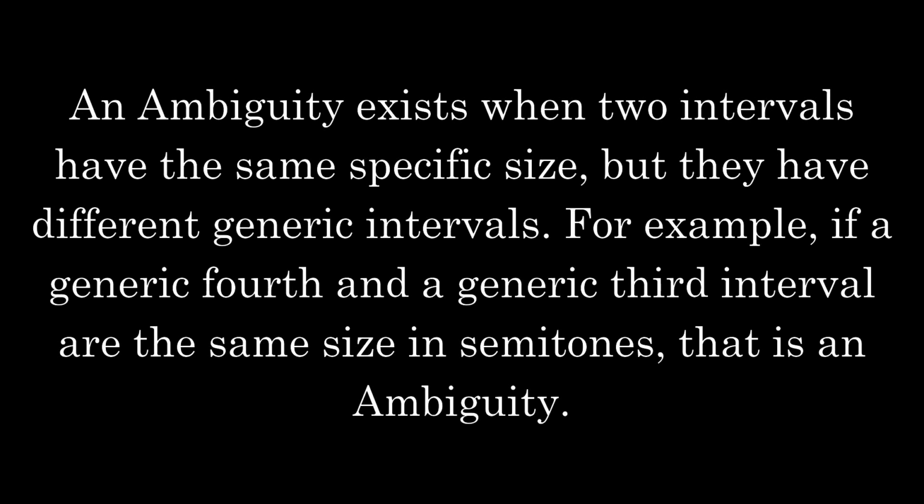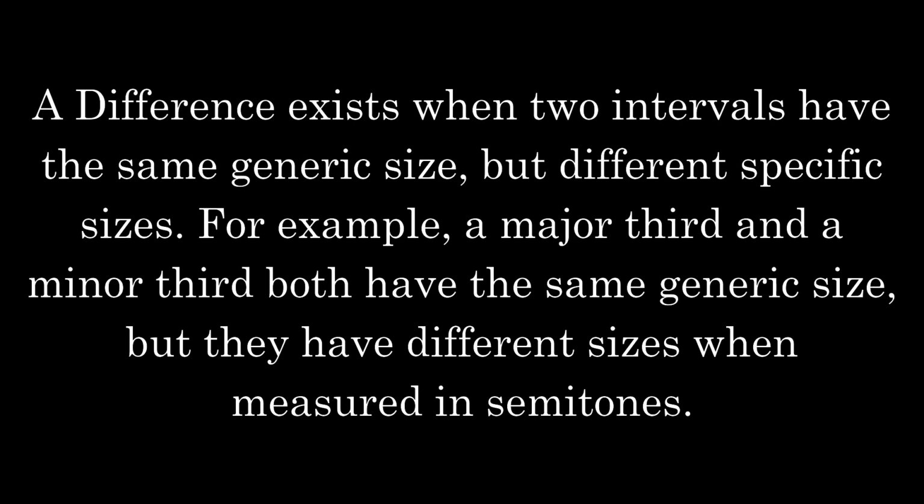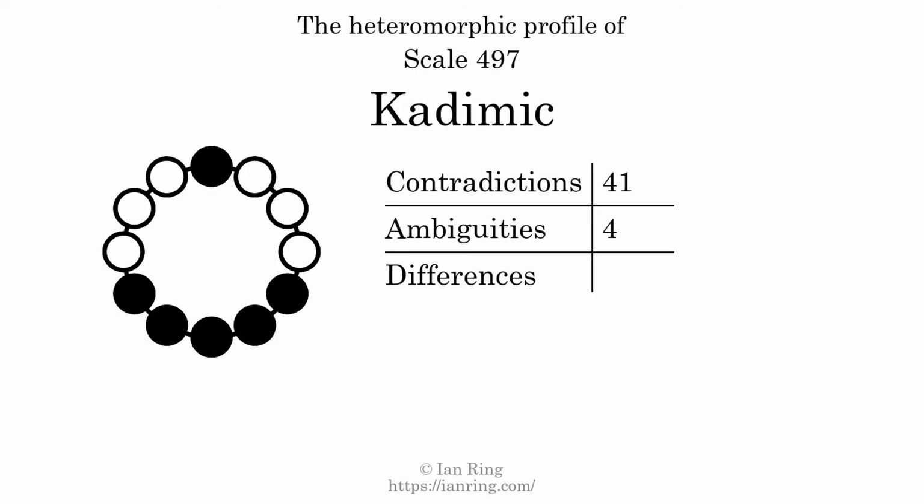An ambiguity exists when 2 intervals have the same specific size, but they have different generic intervals. For example, if a generic fourth and a generic third interval are the same size in semitones, that is an ambiguity. The number of ambiguities in this scale is 4. A difference exists when 2 intervals have the same generic size, but different specific sizes. For example, a major third and a minor third both have the same generic size, but they have different sizes when measured in semitones. The number of differences in this scale is 50.